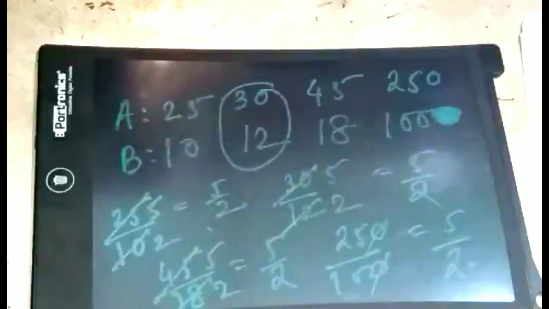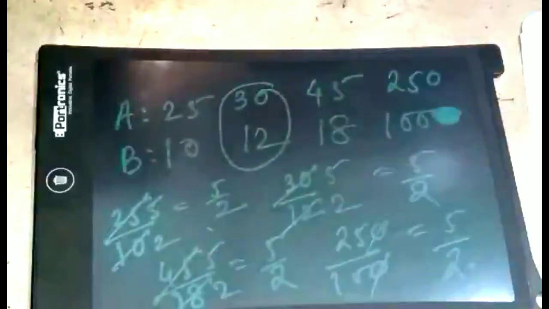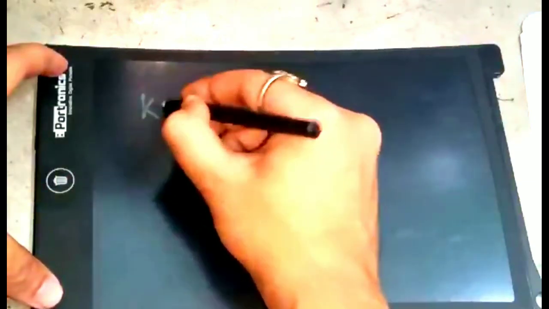Thus we find, from this problem, that with the increase of A, B is also increasing. Moreover, the given values of A by B are always a constant. Hence in this problem we can conclude that A and B are directly proportional. So how can we write this? We got the constant to be 5 by 2.